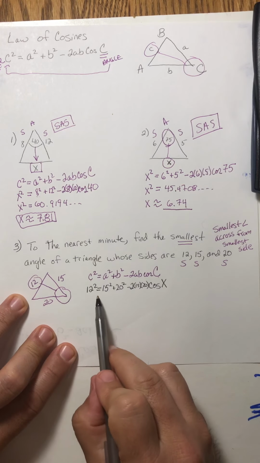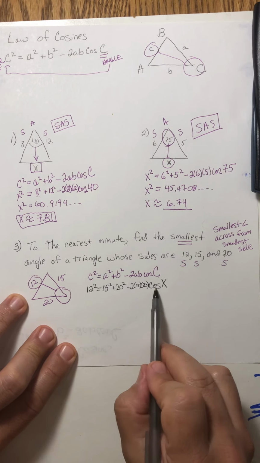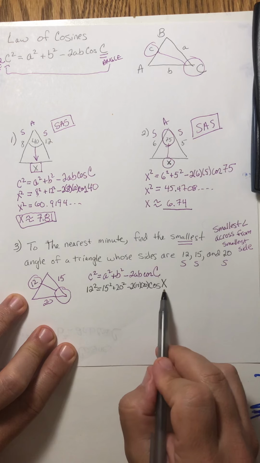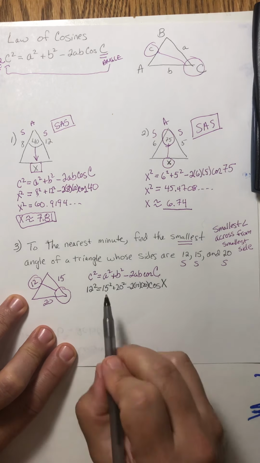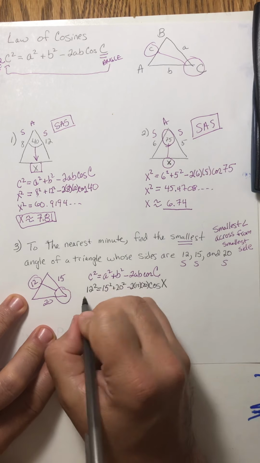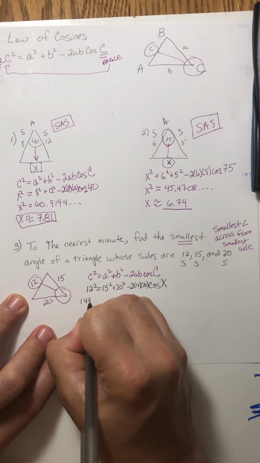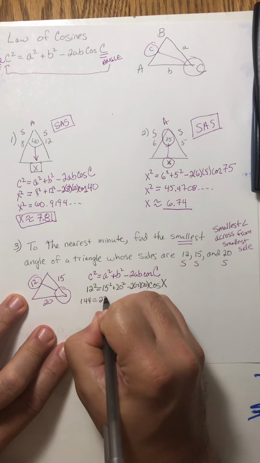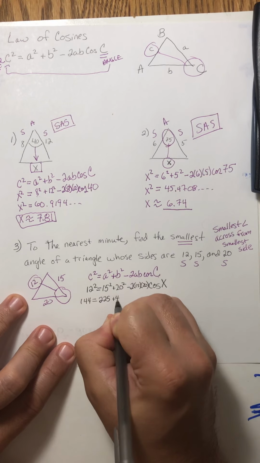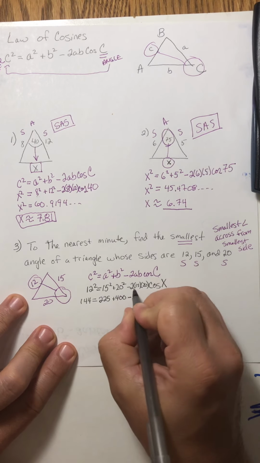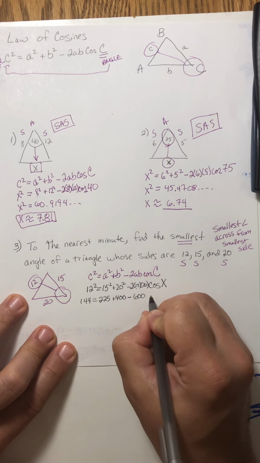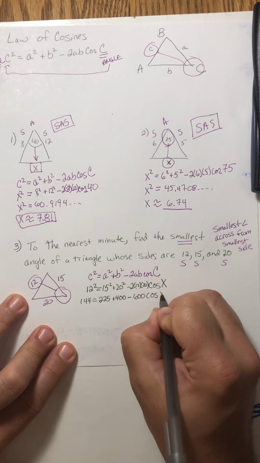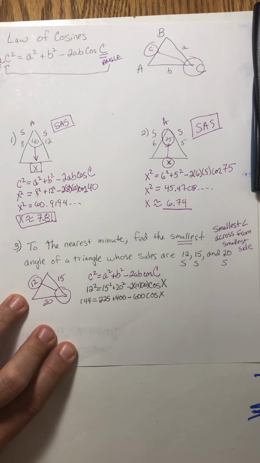This cannot all be done in the calculator. We're looking for the angle. Eventually, we're going to have to do inverse cosine. So we have to do our algebra. So 12 squared, 144, equals 225 plus 400 minus 2 times 15 is 30, times 20 is 600, cosine x.